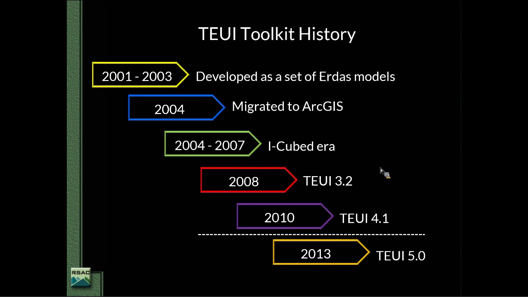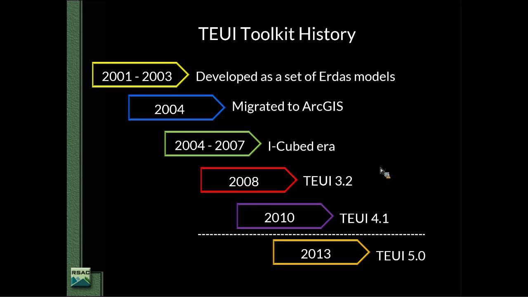So a little bit about toolkit history. The toolkit's been around for a while. 2001, when it was first developed as a set of ERDAS Imagine models. Now ERDAS Imagine is a more commonly used remote sensing software, and so many folks in the community did not use ERDAS, nor had a license for it. Most folks were using ArcGIS, and so the tool itself was migrated to the ArcGIS platform, and that was performed by iCube, the company out of Fort Collins. They had done the original programming for us.